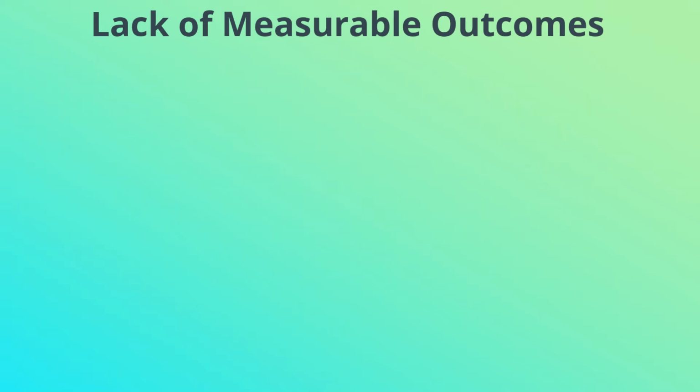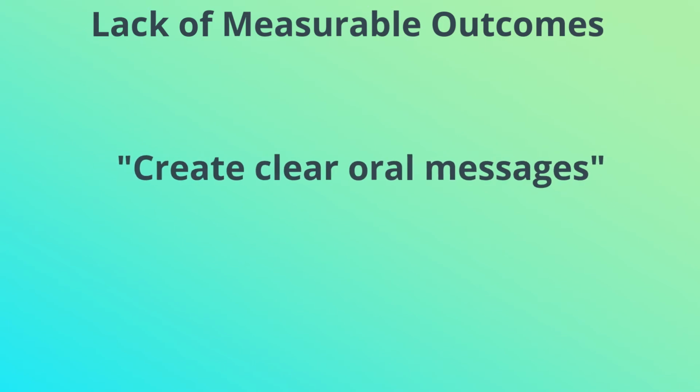One example of a course outcome that wasn't measurable is create clear oral messages, which, taken at face value, could lead a student to believe that as long as their microphone is clear and working, they've met the outcome.